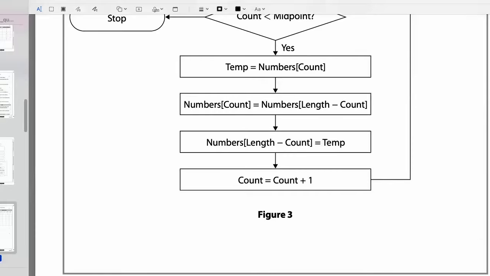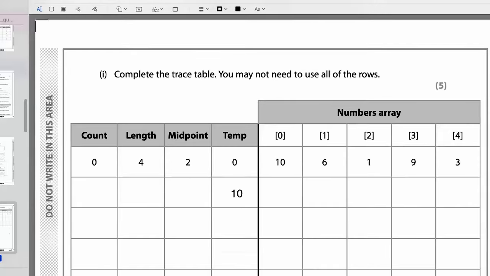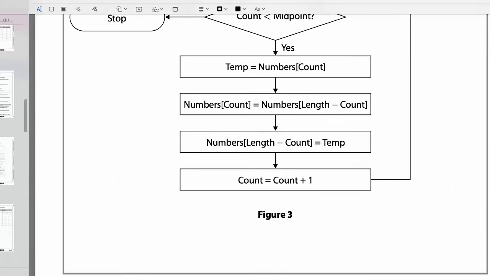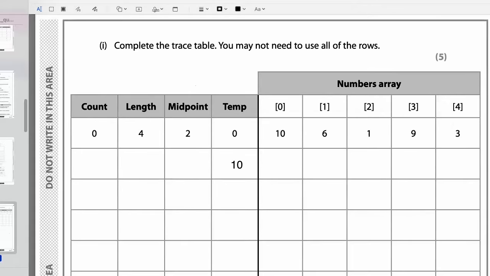Numbers count equals number length minus count. So numbers count, okay, so that's here, 0, count is 0, so that's here, is equal to numbers length minus count, okay. So numbers length 4 minus count, so that is equal to element 4. So length minus count is 4, 4 minus 0 is 4, so we're looking at element 4 of the array, so 3 gets placed in here. So I'll place 3 in element 0 of the array.